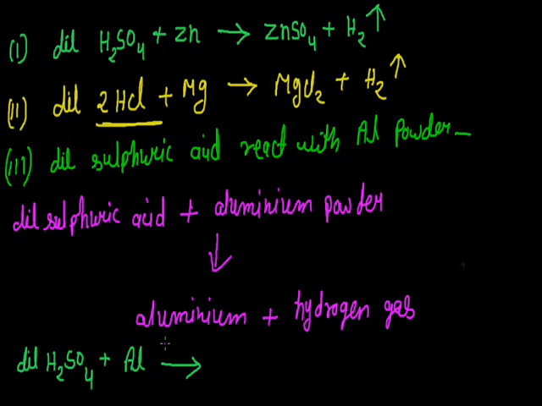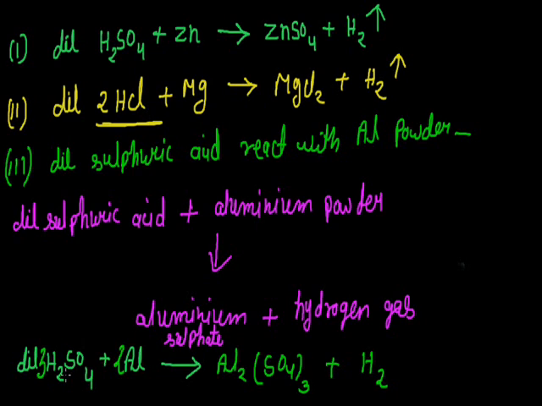aluminum sulfate, that is Al2(SO4)3, plus again hydrogen gas. Now balance this equation. Here we are taking two molecules of aluminum and three molecules of SO4. So we are using here the 2 and here the 3. Now the hydrogen is 6, so we are using 3. This is the balanced reaction.